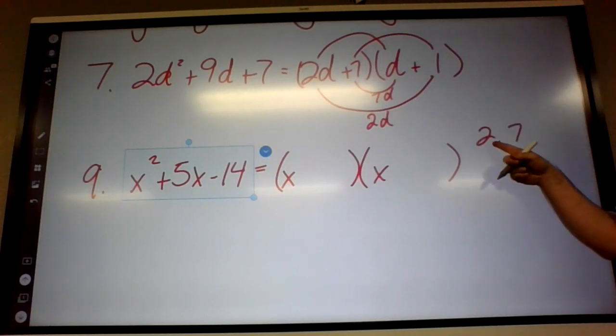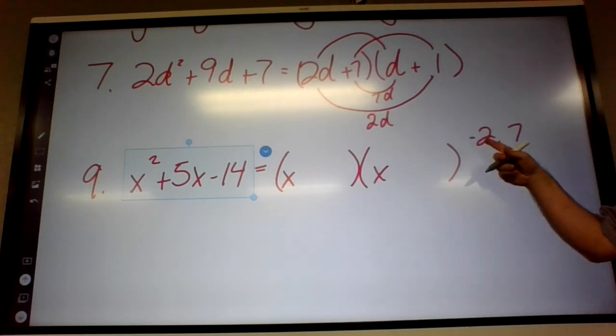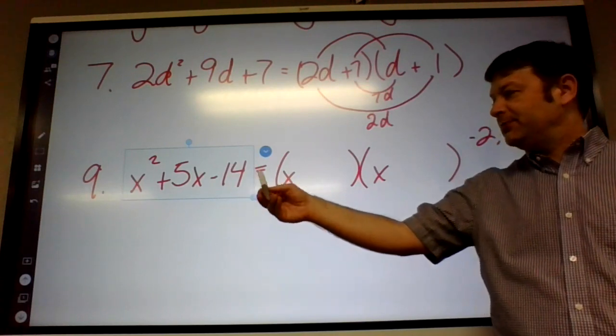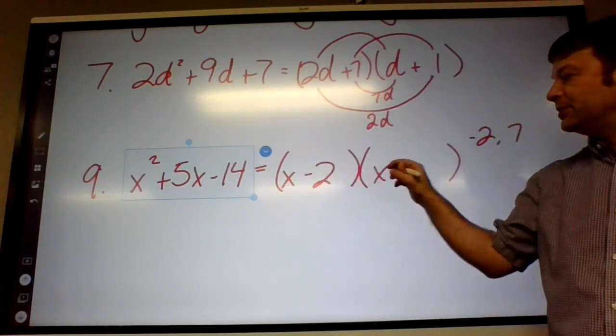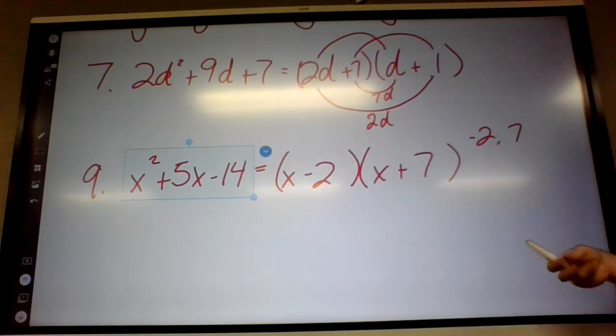Well, if they're both positive, they would add up to 9. Right, if the 2 is negative. Also, we need one of them to be negative because it has to multiply to negative 14. But yeah, if the 2 is negative, that would add up to 5. It's kind of like 7 minus 2 is 5.